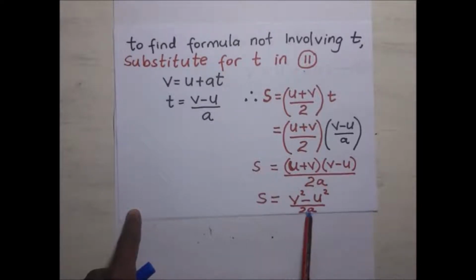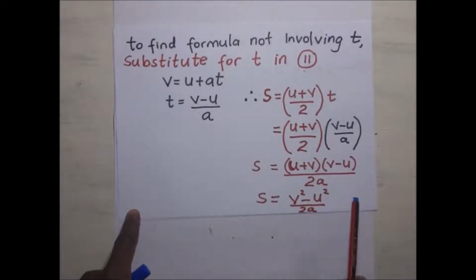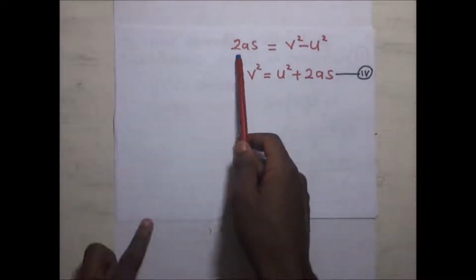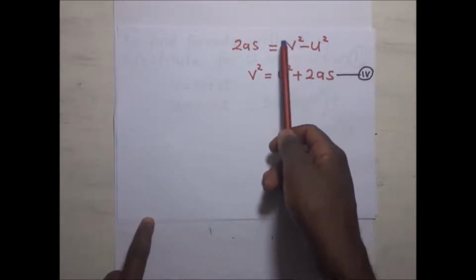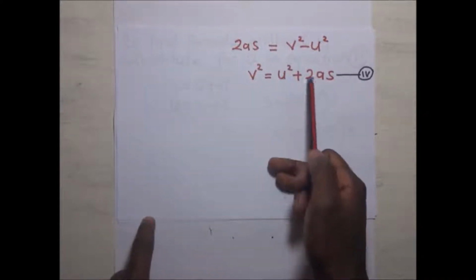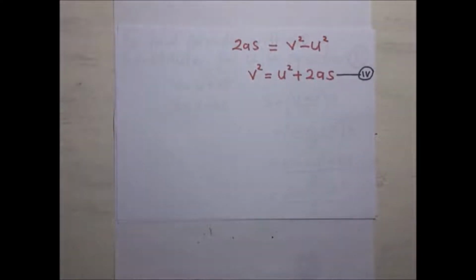And when we make this a flat equation by multiplying times 2a on both sides, even here times 2a, we shall end up with the expression 2as is equal to v squared minus u squared. When we make v squared the subject of the formula, we shall end up with v squared is equal to u squared plus 2as, which is our fourth equation of motion.